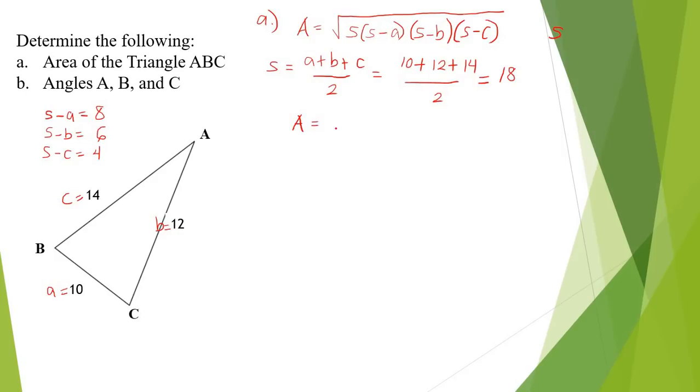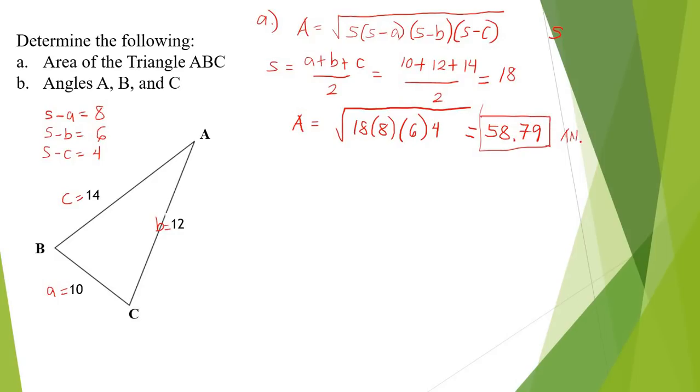So we have our area equal to the square root of 18 times 8 times 6 times 4, and our area is equal to 58.79. This is our answer for letter A. The area should be 58.79 square units.